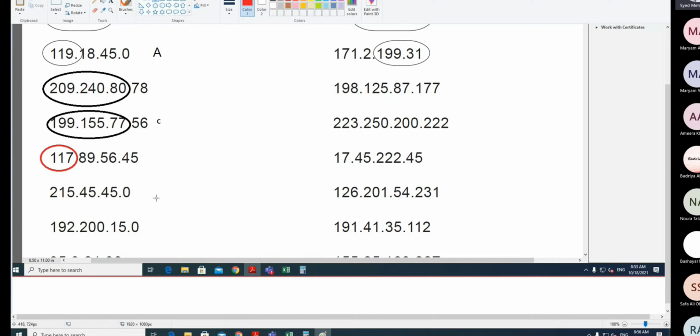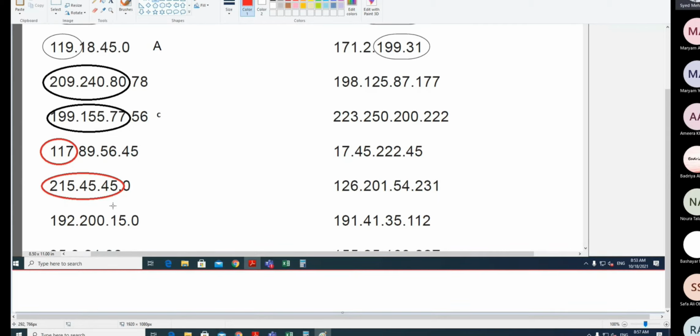215.45.45.0. Is it class A, B, or C? No, this is C, because it starts from 192 onward, okay? It started from 192 onward, yes? So this is class C. In class C, the first three octets will be the network portion, okay?